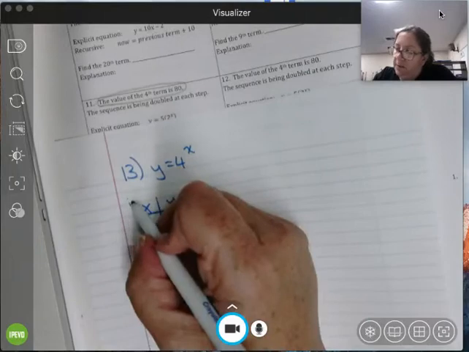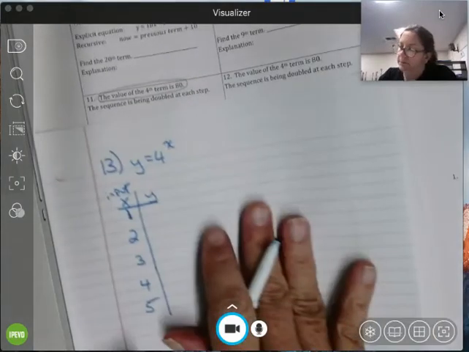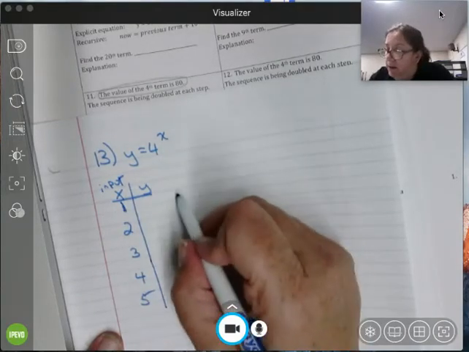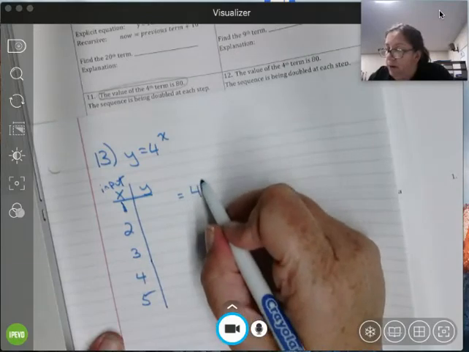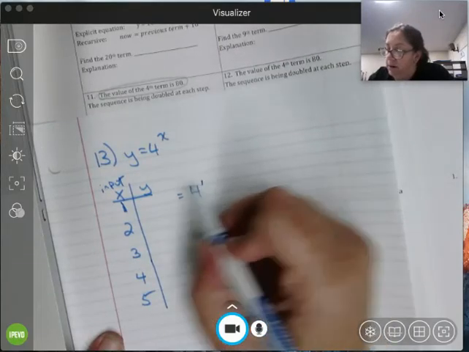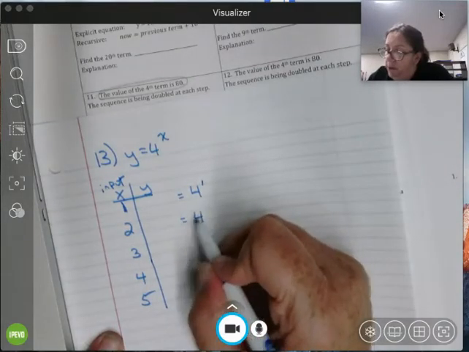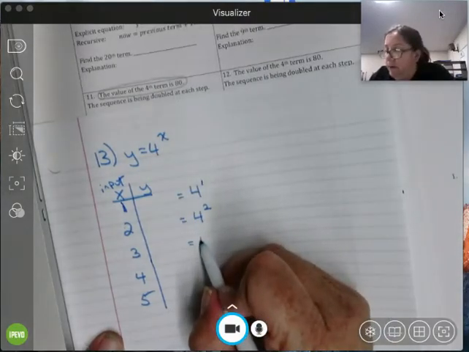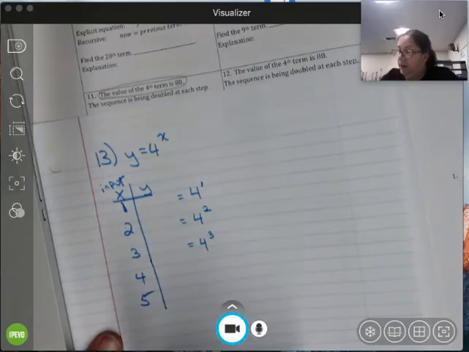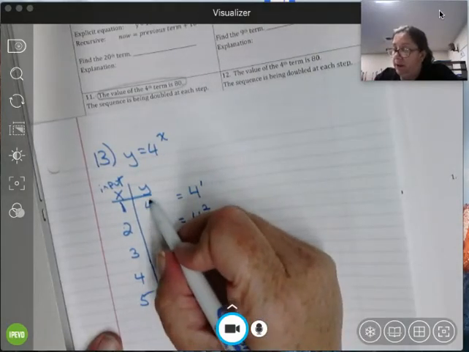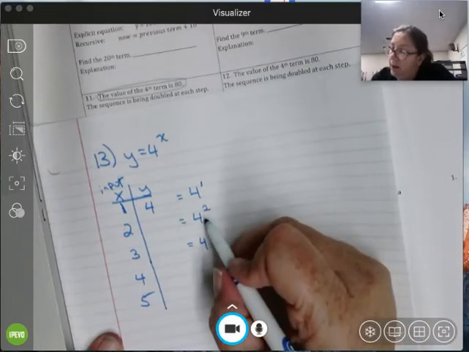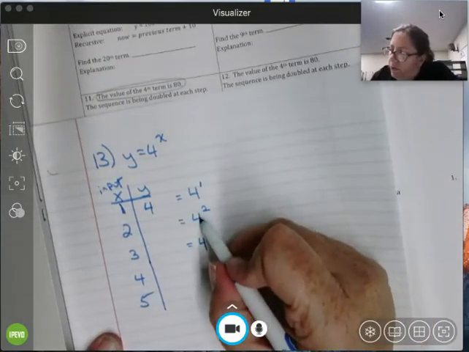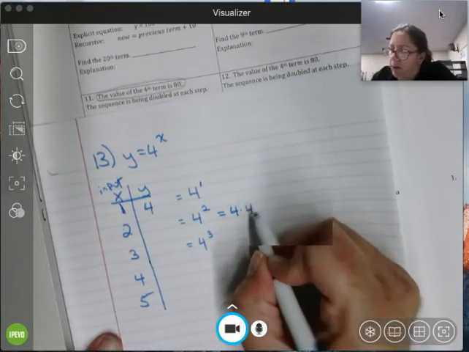So if x is our input, then I'm going to put that 1 in for the x. So that means y is going to equal 4 to the power of 1. I replace the x with a 1. And then here is going to be 4 with an exponent of 2, because the 2 is supposed to be inputted for the x. 4 to the power of 3, and so on. So any number to the first power is just itself. 4 to the second power, now that's not 8. It's because that's 4 times 2. 4 to the second power means 4 times 4. And I think we know that's 16.